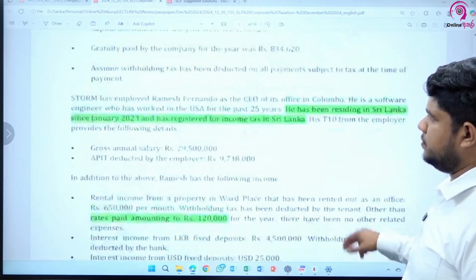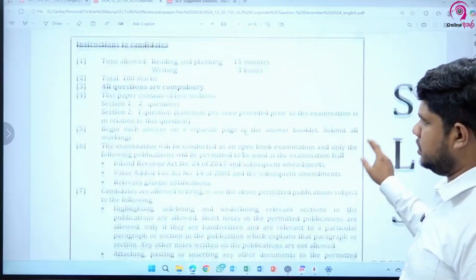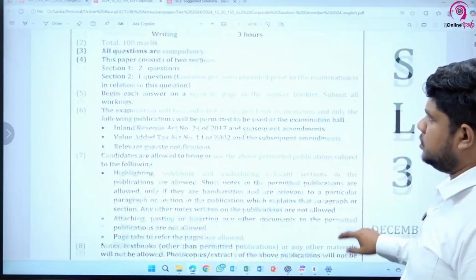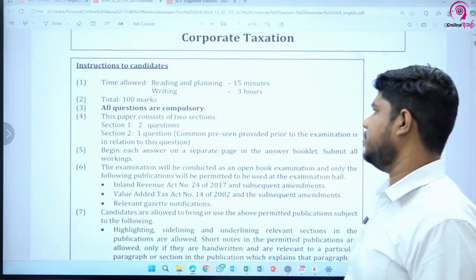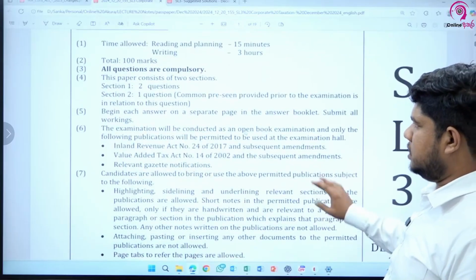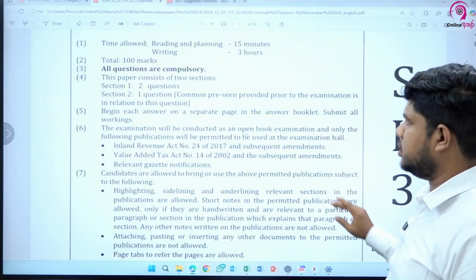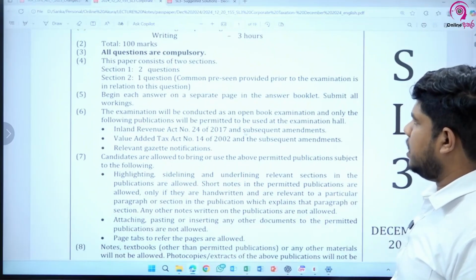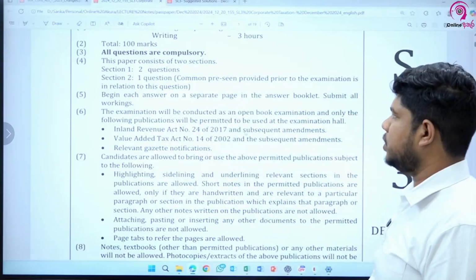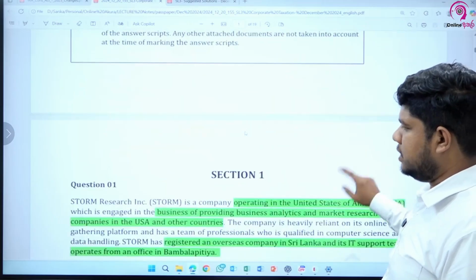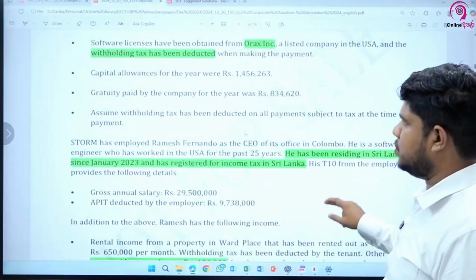We read the question. I have already marked the important areas in the question. So at the exam you have to read all these things. You have 3 hours and 15 minutes. There are 2 questions from section 1 and 1 question from section 3. Section 2 is connected to the precis given to you, so this question is very easy to get marks. We will see how you analyze questions.